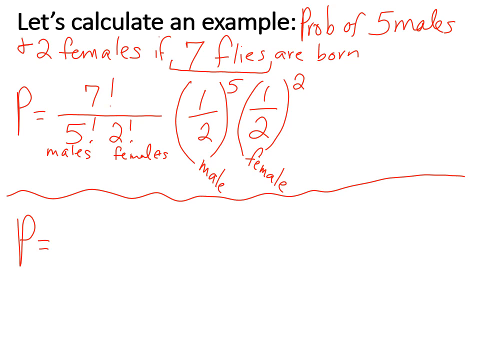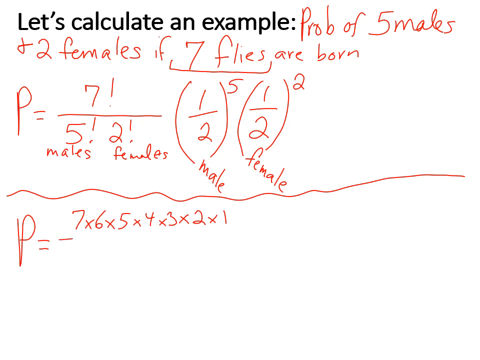So P equals, and we say 7 factorial. What factorial means is you multiply that number by each of the lower subsequent numbers. So 7 factorial actually means 7 times 6 times 5, 4, 3, 2, 1. Okay, and you don't include 0 because if you multiply by 0, the whole thing turns to 0.